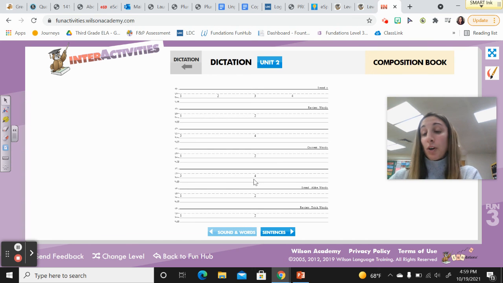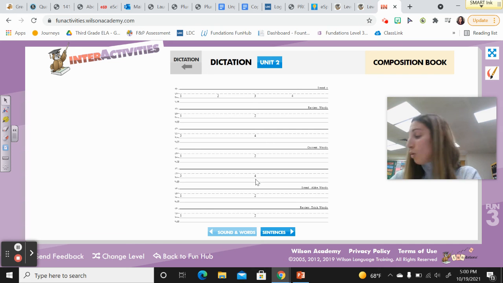And remember, we're not labeling on these current words. We're not doing closed syllable or closed syllable exceptions. We're not marking that. We're only underlining the base word, circling the suffix. And then if you have a bonus letter, you can put your star.